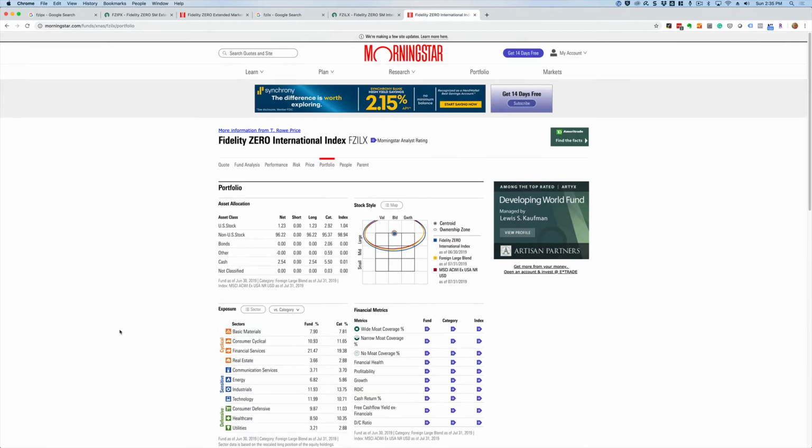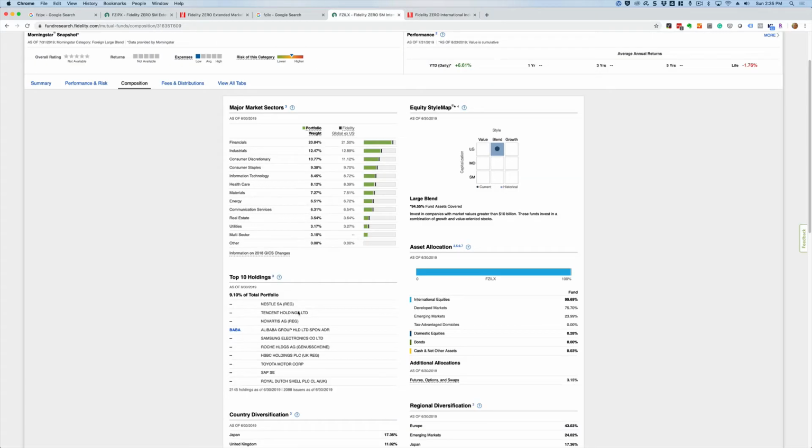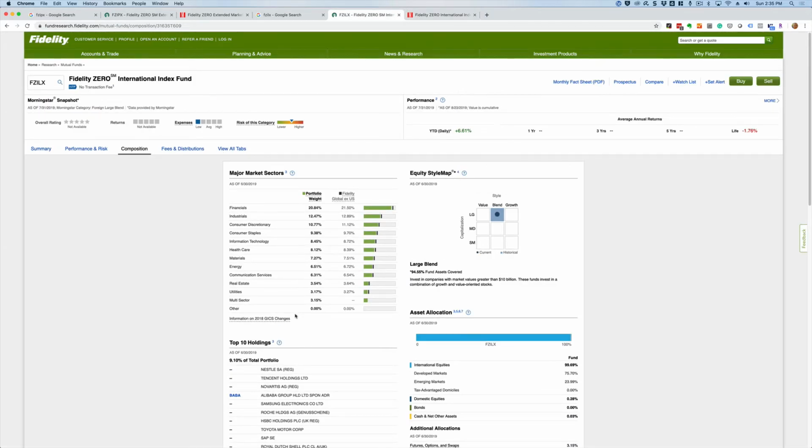And you can do the same thing in Morningstar. So if you don't have Fidelity, you have some other mutual fund company, you get the same information in Morningstar. And for most mutual fund companies, I've used Fidelity as an example, but most mutual fund companies are going to give you information in a similar way about the mutual fund.